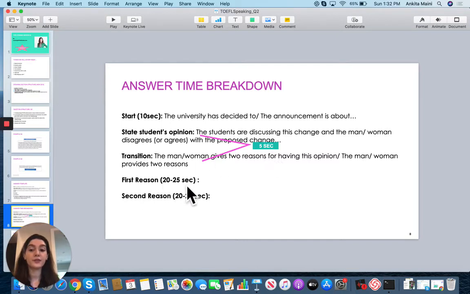Then you're going to give the first reason, where you're going to spend 20 to 25 seconds on the first reason. Then you're going to give the second reason and spend 20 to 25 seconds. Now, I have given a range here because sometimes you will notice that they talk more about one reason than the other, and they're not really equally distributed. So if that happens, of course, if they talk a lot more about the first reason, you will end up taking the higher end of this range, which is 25 seconds.